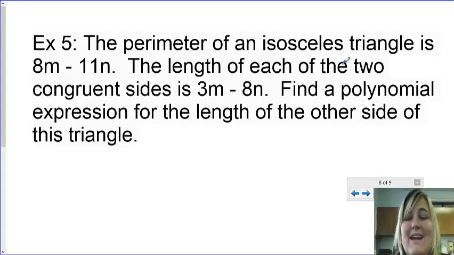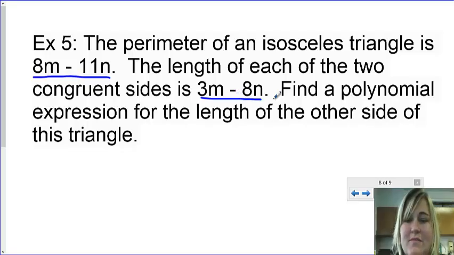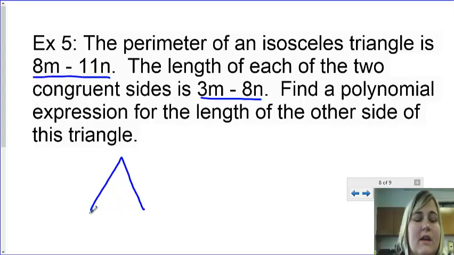The perimeter of an isosceles triangle is 8m minus 11n. The length of each of the two congruent sides is 3m minus 8n. Find a polynomial expression for the length of the other side of this triangle. Okay, so I know that an isosceles triangle has two congruent sides.